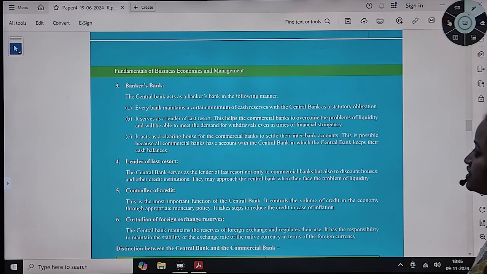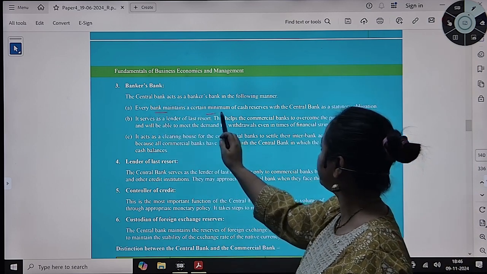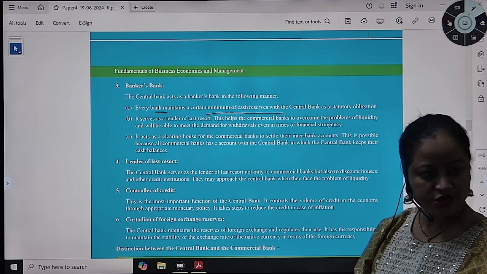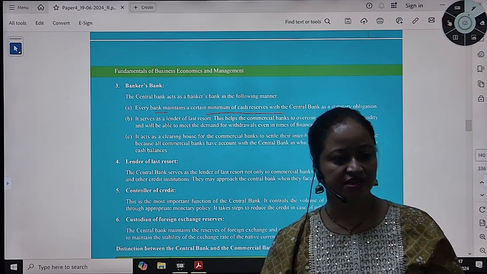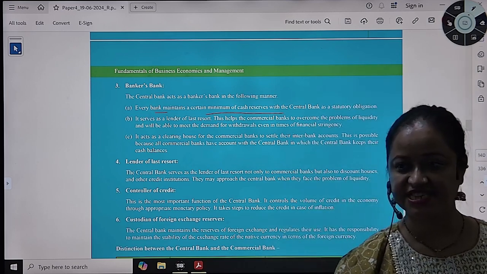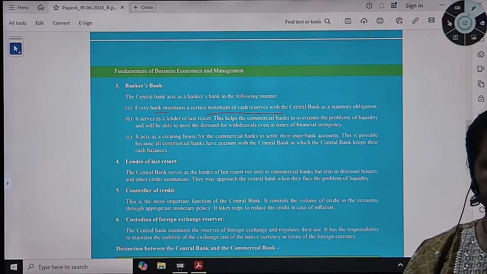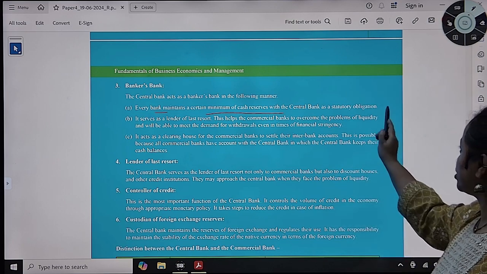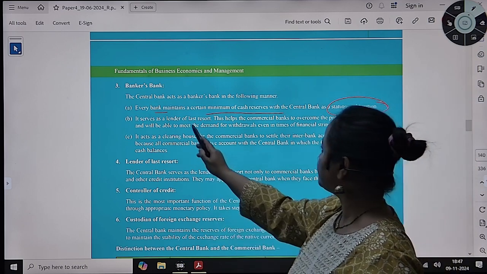The central bank says that all banks must keep a minimum cash reserve, that is the CRR. You maintain the cash reserve ratio. The RBI fixes the CRR rate, and that has to be maintained by every bank. It is a statutory obligation. It is lawful. It serves as a lender of the last resort.